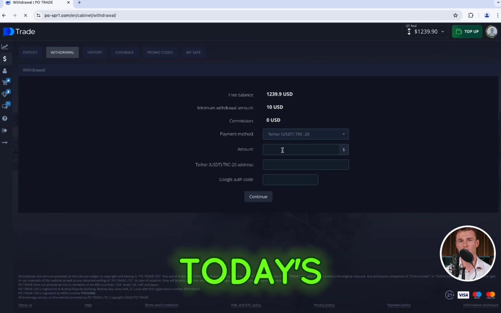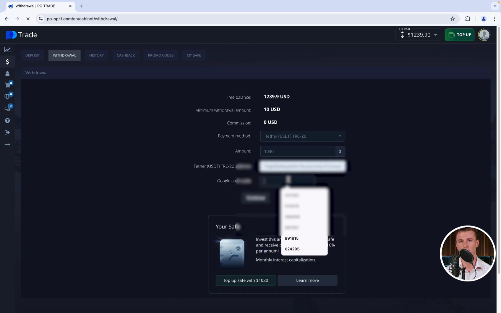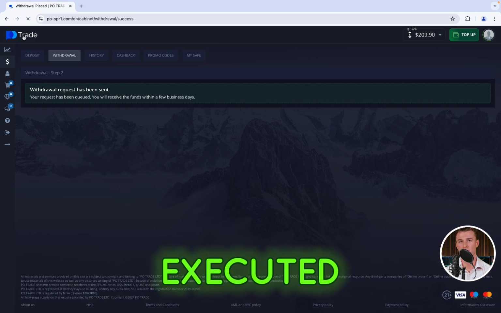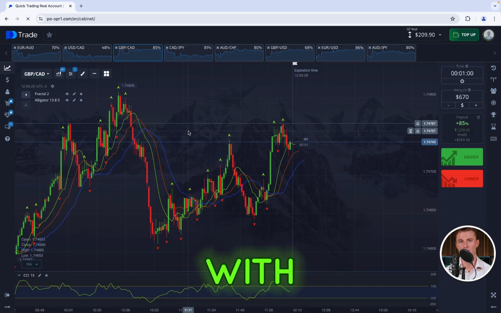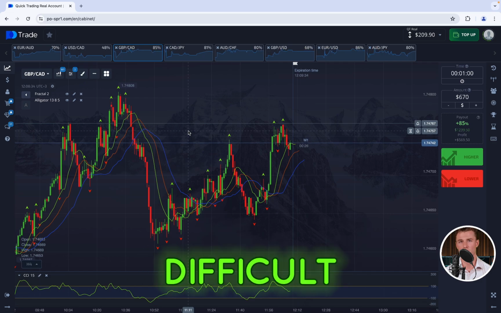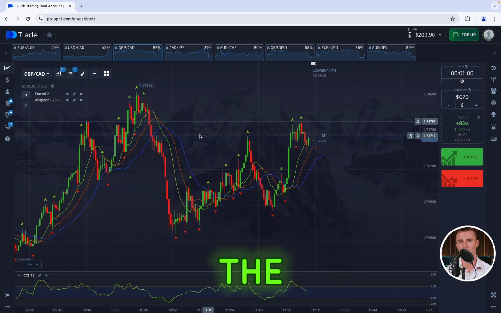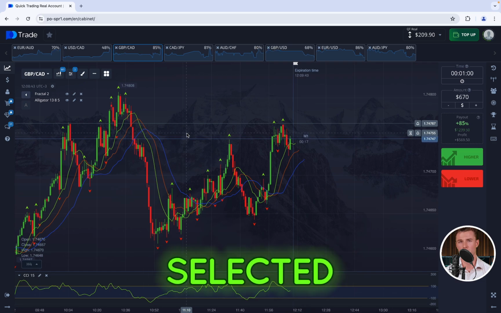The sum of today's profit will be $1030. The withdrawal operation is successfully executed. This is how trading turned out today with the use of these indicators. In general, nothing was difficult. More or less, the movement today is reasonable, and the strategy under today's movement was perfectly selected, so I fixed the excellent trading result.